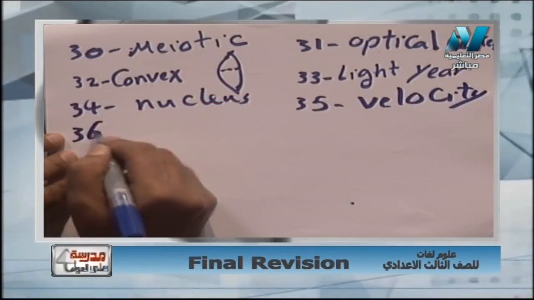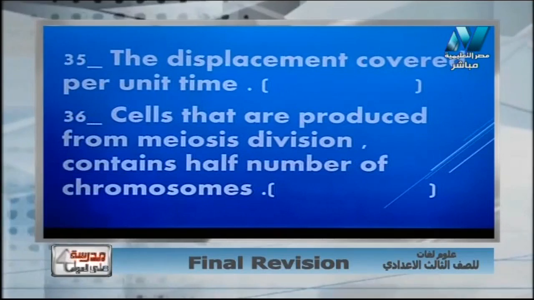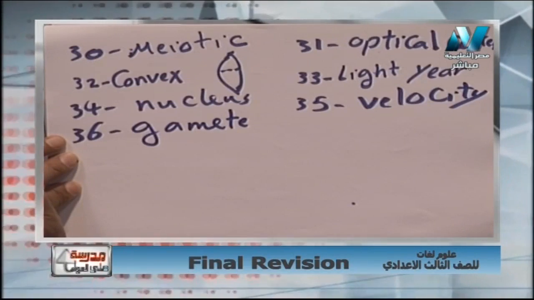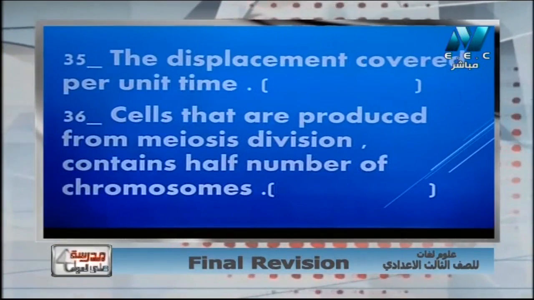Number 36. Cells that are produced from meiosis division contain half the number of chromosomes. Can I say now reproductive cells? No. Reproductive cells divide by meiosis cell division to get this type. It's not reproductive, but it is gamete. Gametes are the cells that are produced from meiosis division and contain half the number of chromosomes. Okay.